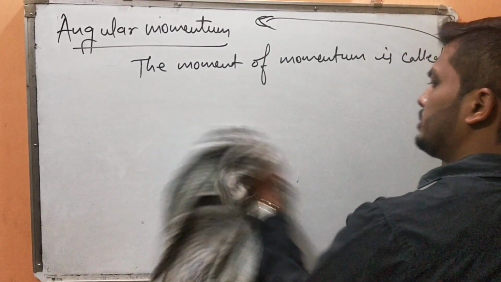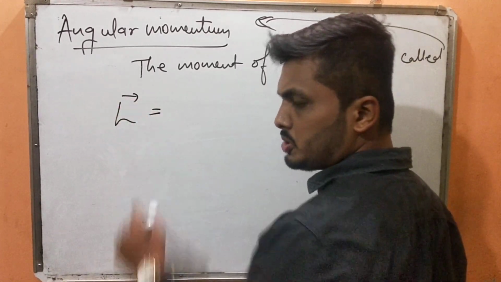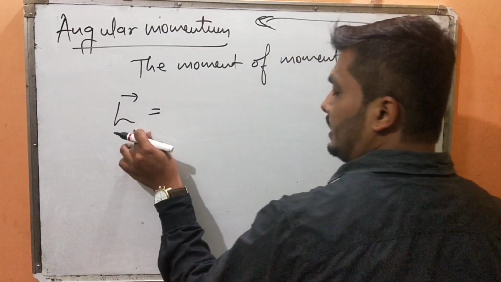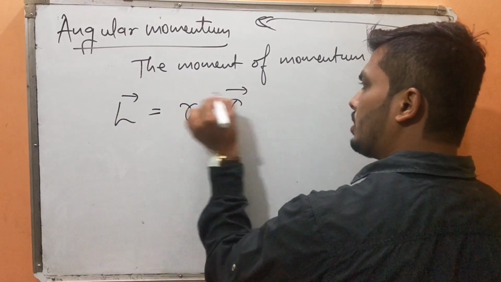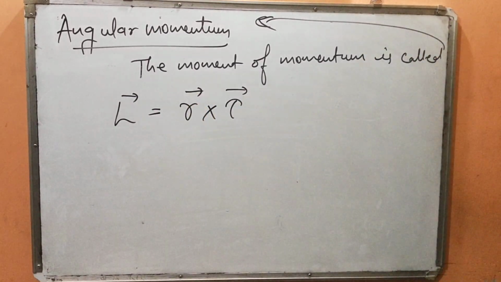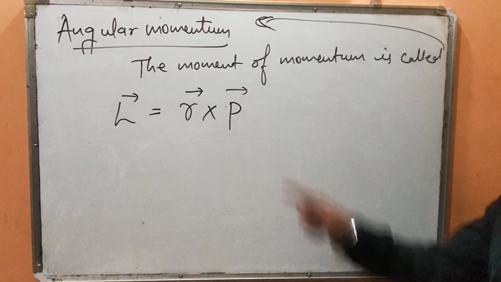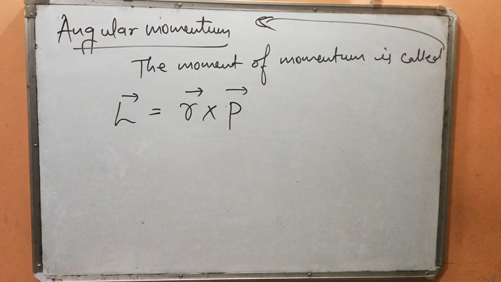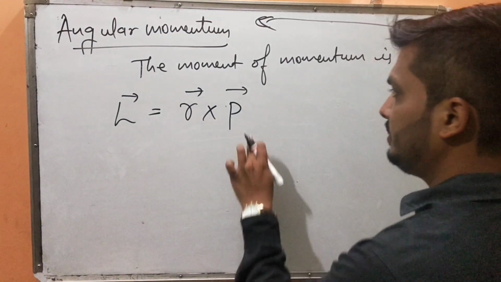Okay, so angular momentum is a very good example of a cross product, which is denoted by L. In some textbooks angular momentum is denoted by J. So what is L? L is angular momentum and it is given by R cross P. Sorry, R cross P. So the moment of momentum is called what? Angular momentum. Are you understanding?